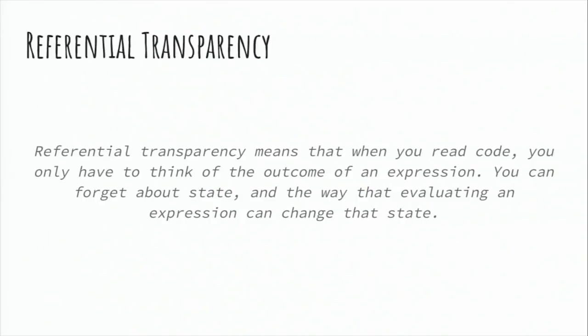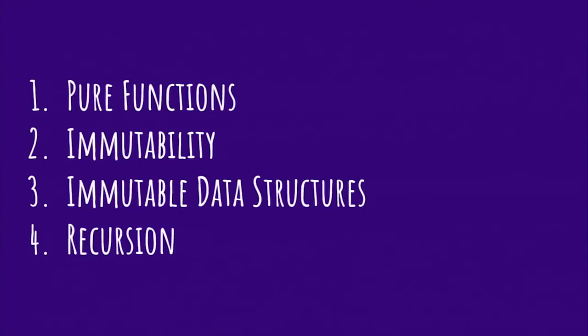What it also means, why it's so important, is because the FP guys, they say, well, it means you don't have to think about state. You just think about the outcome of an expression. You can forget about state, or the way that evaluating an expression can change that state. So less cognitive burden while reading code, cleaner code. But also, this referential transparency gives you stuff, and it makes sure you need other stuff. It gives you pure functions and immutability, but then you need immutable data structures and recursion.